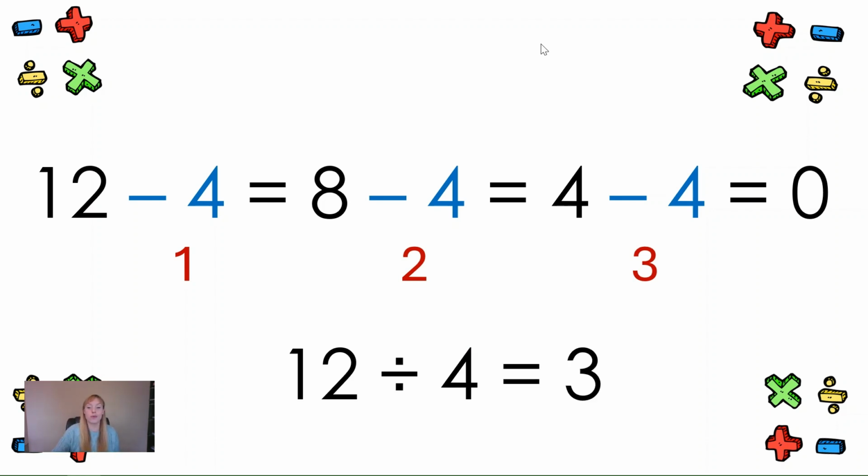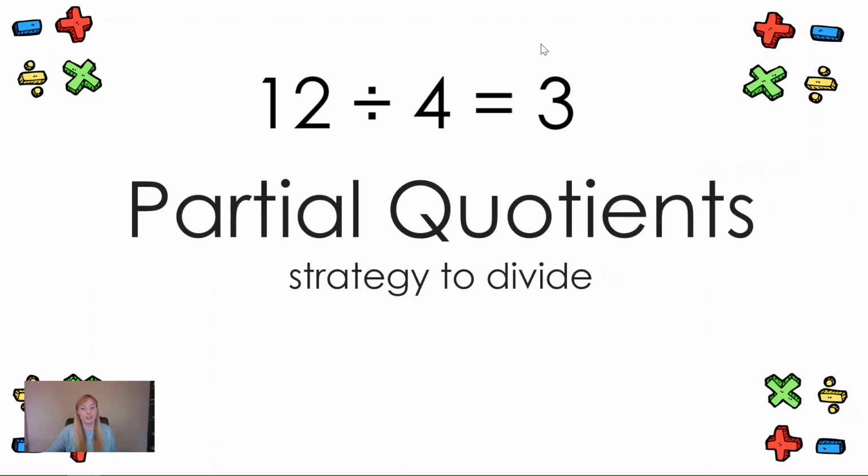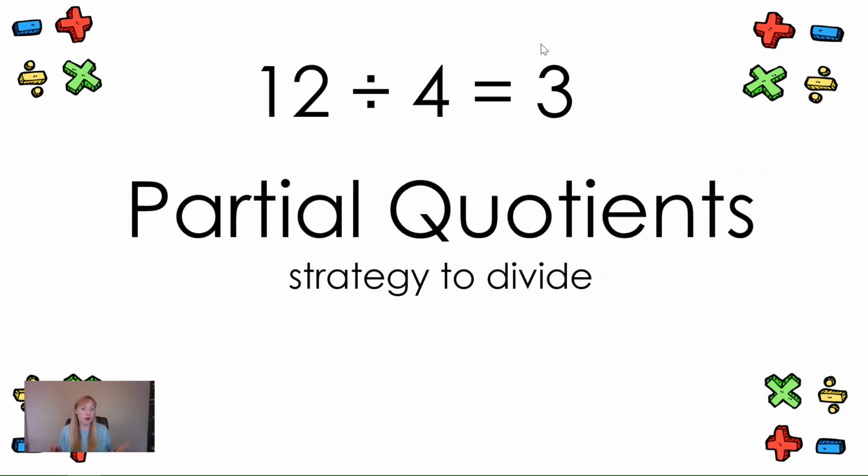You just used the partial quotients method to divide. In partial quotients, we use things like addition and subtraction because it's usually easier for us than division.